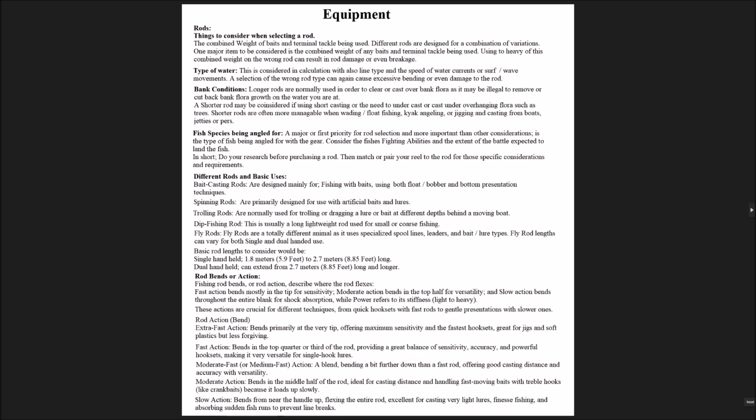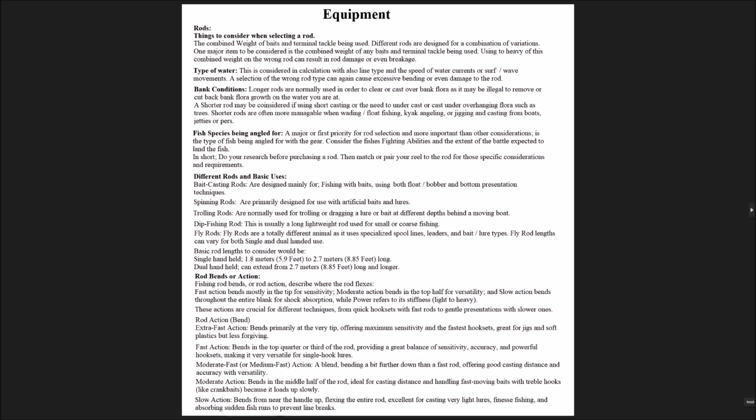Type of water. This is considered in calculation with also line type and the speed of water currents or surf wave movements. A selection of the wrong rod type can cause excessive bending or even damage to the rod. Bank conditions. Longer rods are normally used in order to clear or cast over bank flora, as it may be illegal to remove or cut back the flora growth on the water you're at.